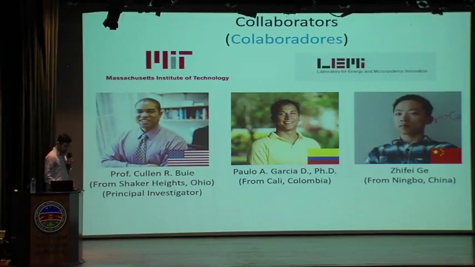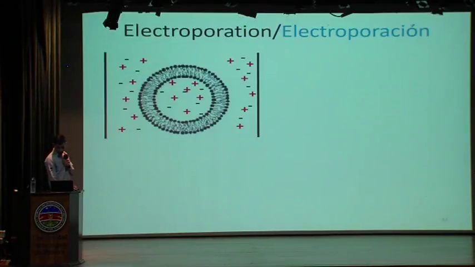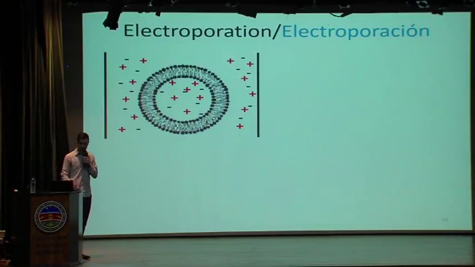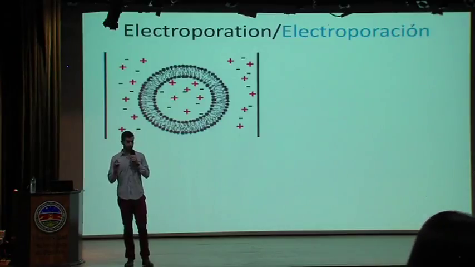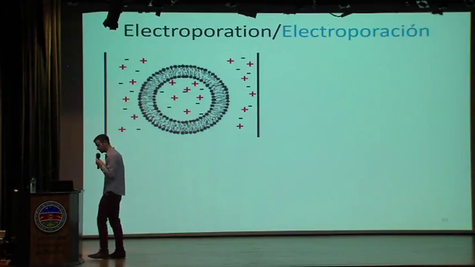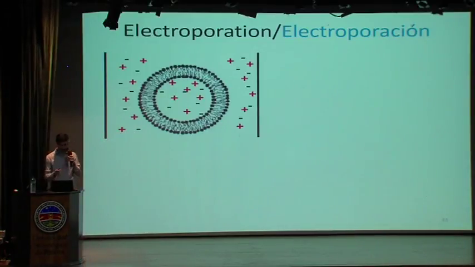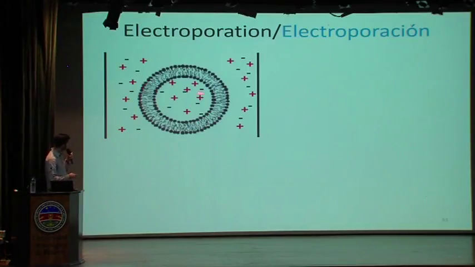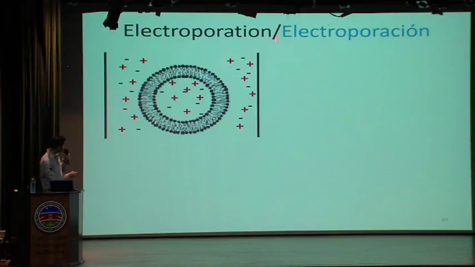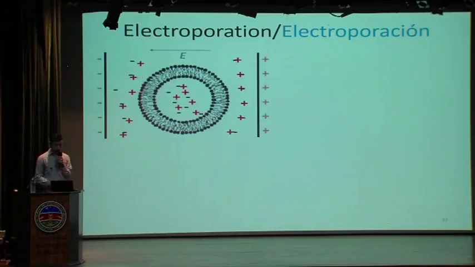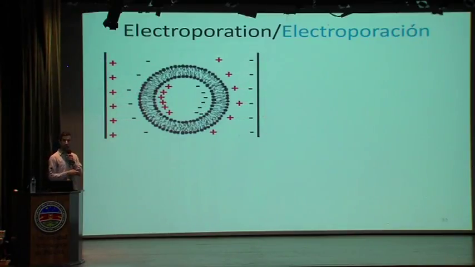So first, I want to give you a basic idea. Here, we're working with a process that's called electroporation. So what is electroporation? Electroporation is a technique in which you have a cell, and cells generally have lots of ions inside them, and it's in some kind of solution that also has lots of ions. I position the cell between 2 electrodes, and I'm going to apply a very high voltage between those electrodes.